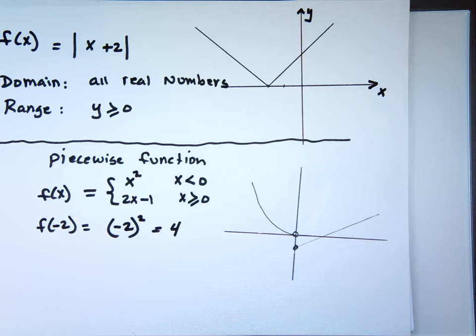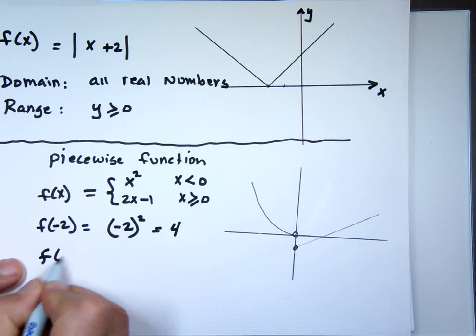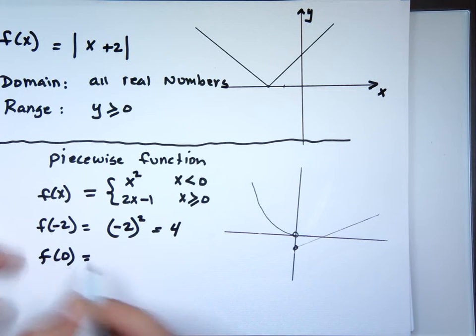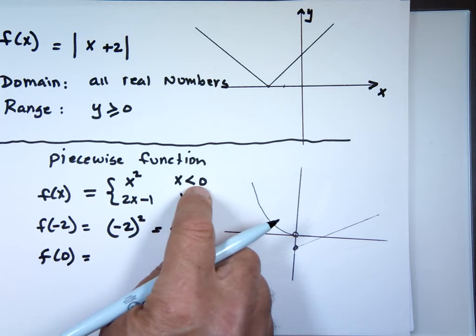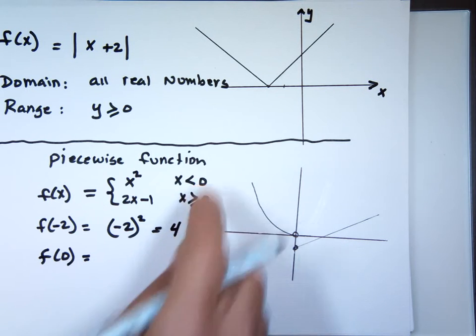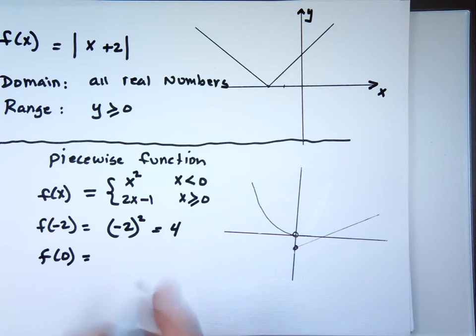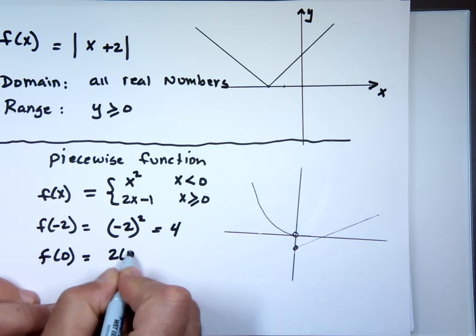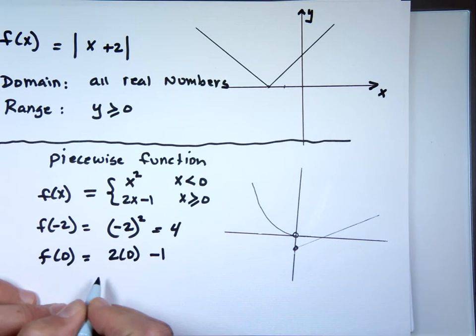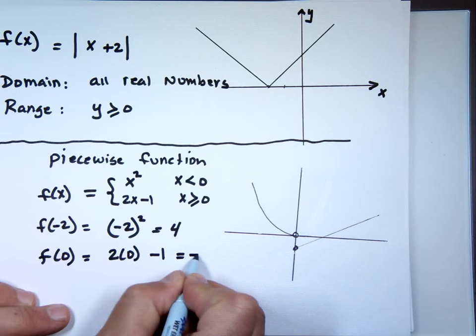If I ask you f of 0, which one do you use, the top or the bottom? The bottom, because the top does not equal 0. It's less than 0. This one's 0 or higher, you have to use this one. So that would be what? 2 times 0 minus 1, which is negative 1.